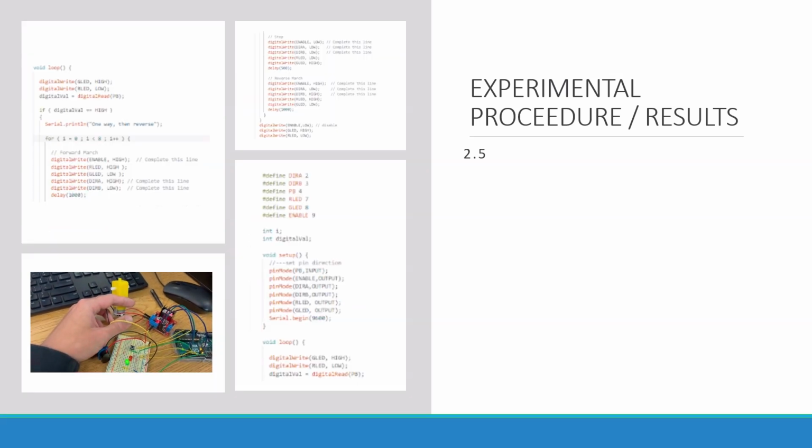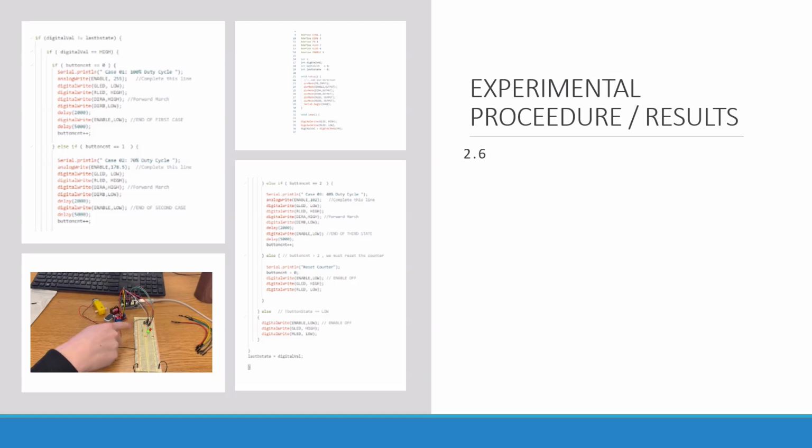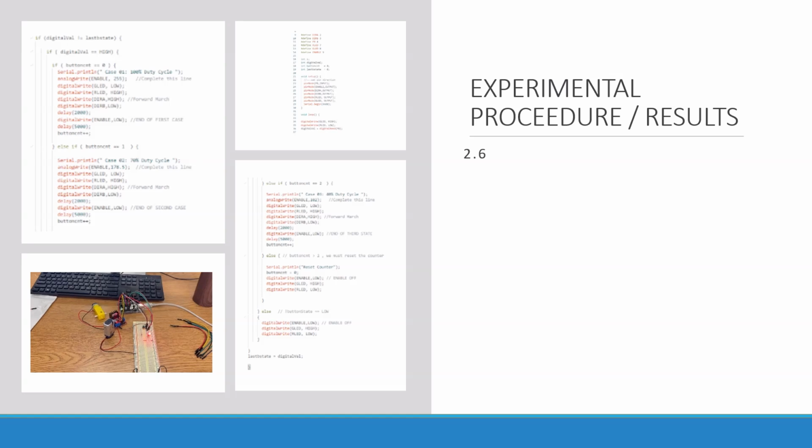Experiment 5 does a pattern of one direction, then switches directions, and then stopping for a predetermined period of time using the delay function, and then it repeats this pattern. In experiment 6, the first time you press the button, the motor runs at full power using 100% duty cycle, then it stops. The next time you press the button, it'll run at a 70% duty cycle and then stop, and it keeps dropping every time you press the button. It uses the same motor controller pin setup as the last experiment.